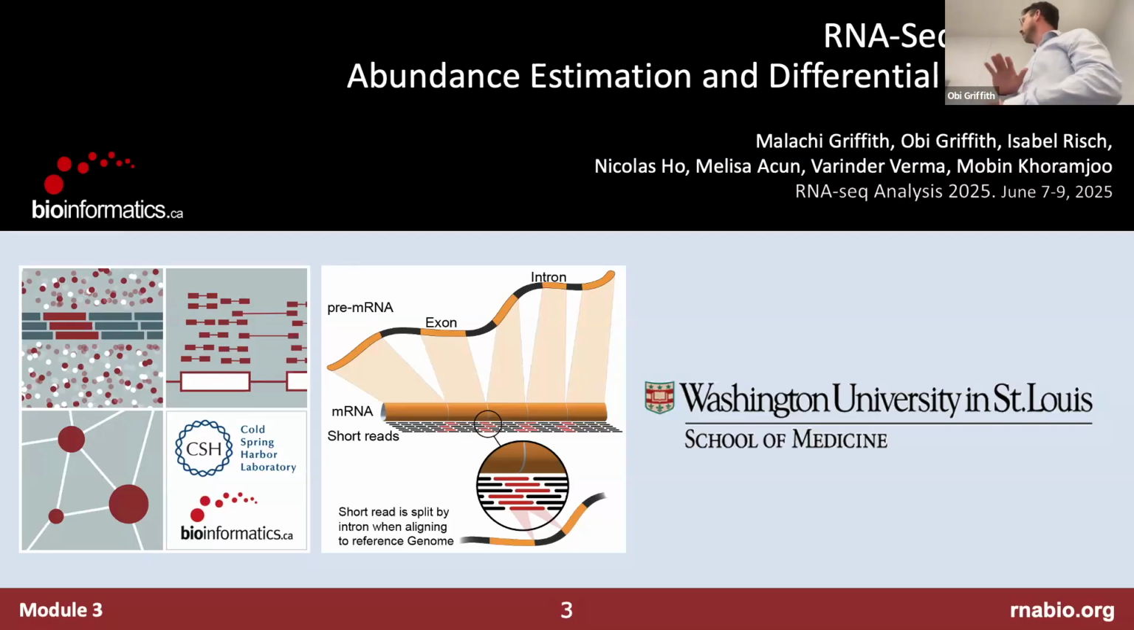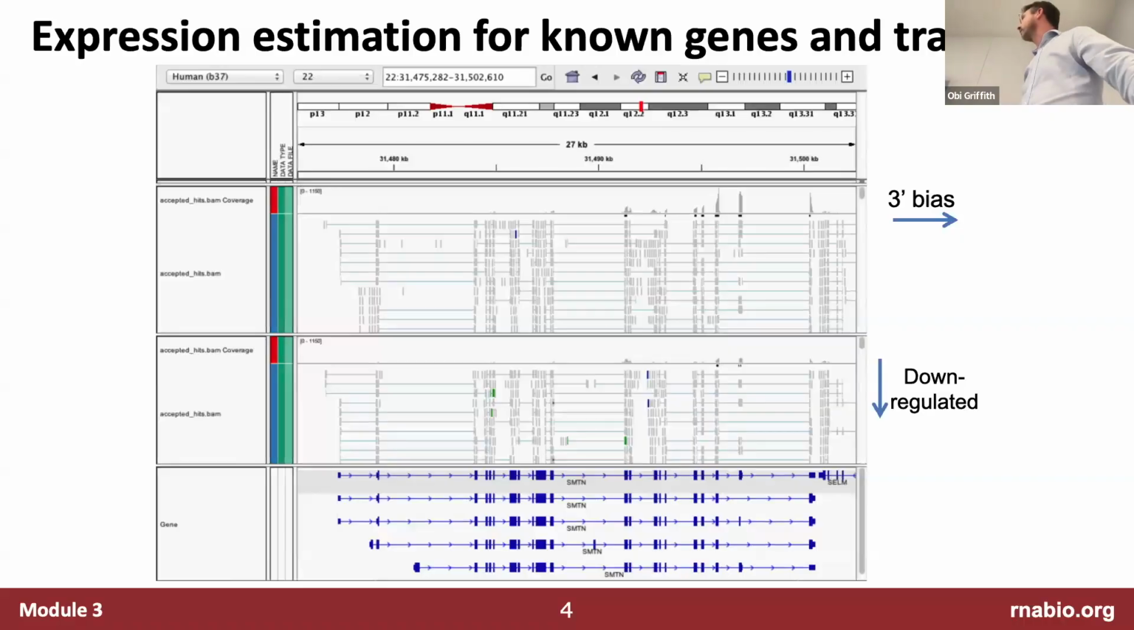Okay, so this is going to be, hopefully, a relatively brief single lecture on just the basic concepts of expression and differential expression or abundance estimation. You've already looked at a view like this, right? So you've already started to get a sense of what it looks like to see your raw RNA-seq data now aligned to the genome. And here we're looking at a single gene locus, right? And this is for 2 samples.